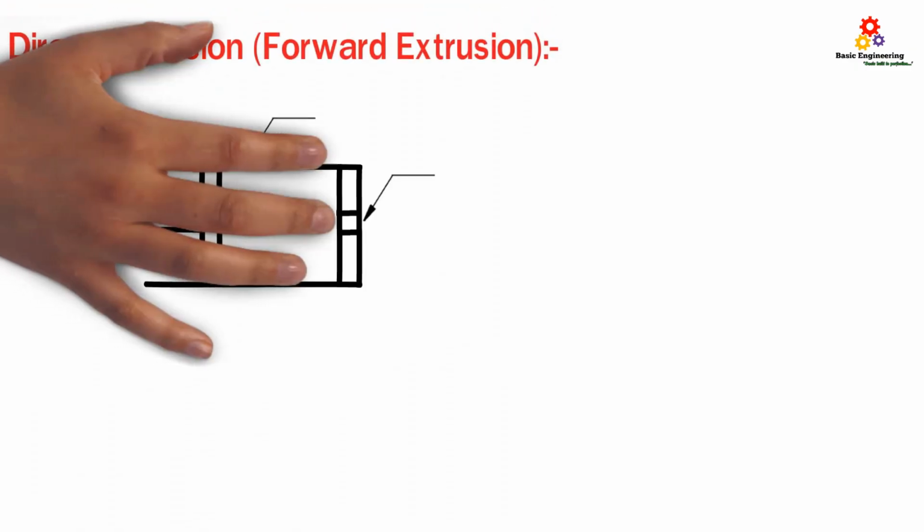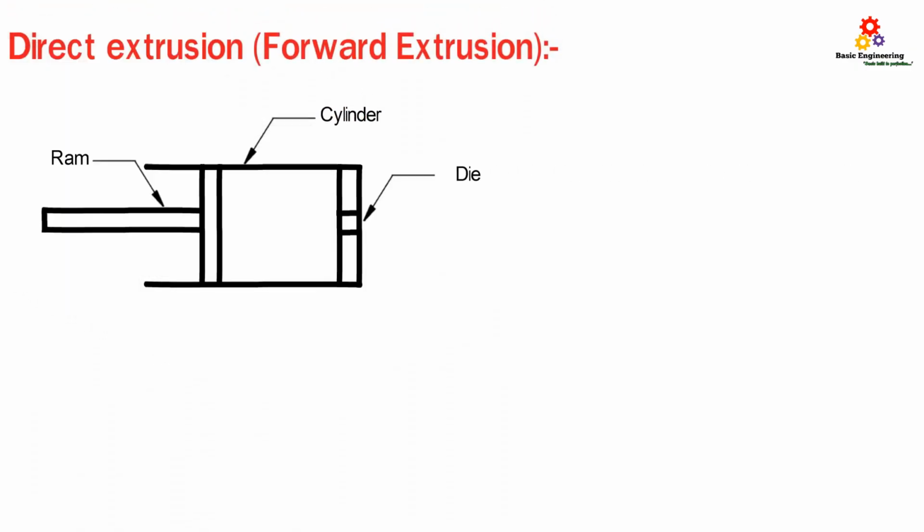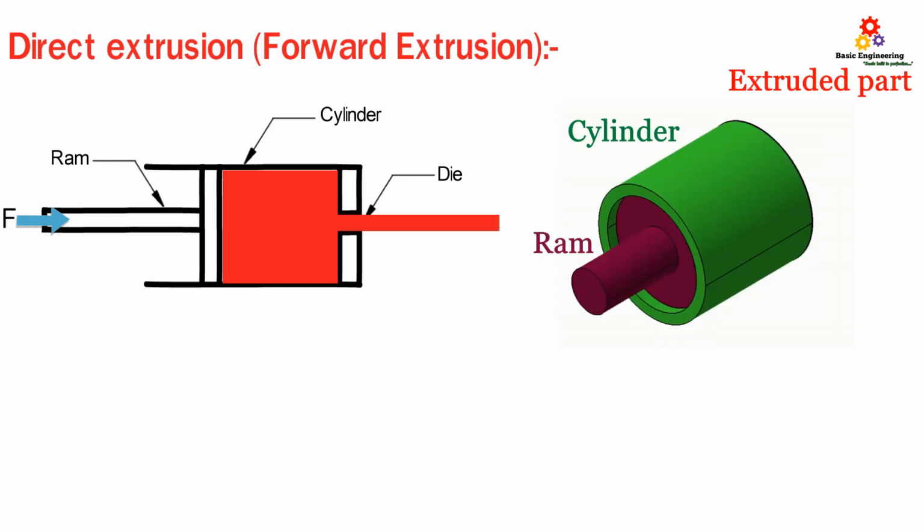First is direct extrusion. Consider this cylindrical thick wall container that has a circular cross section at the end. If we fill this container with material and apply some pressure by using a hydraulic ram, then the material will come out through the circular cross section. The cross section provided at the end of the container is known as a die.